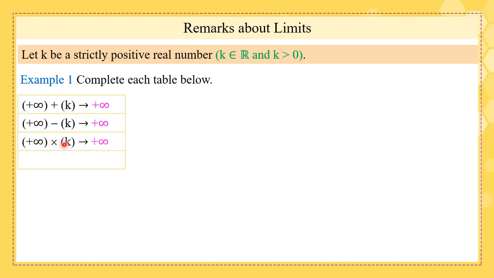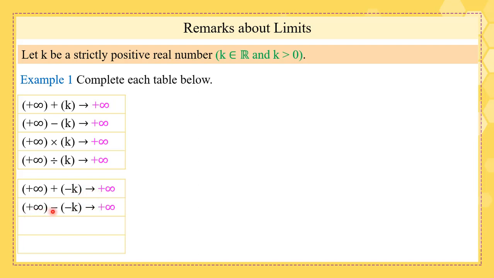Now what is positive infinity times k? This is positive infinity, and remember k is positive, and positive infinity divided by k is also positive infinity. Now, the case of positive infinity times negative k: positive infinity multiplied by a negative number is negative infinity because positive times negative is negative. And finally, positive infinity divided by negative k is also negative infinity.